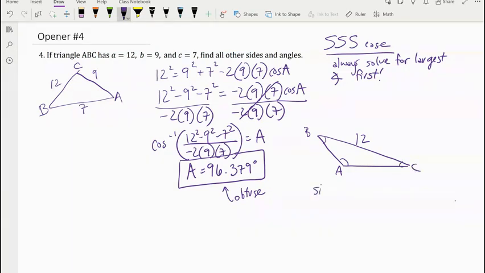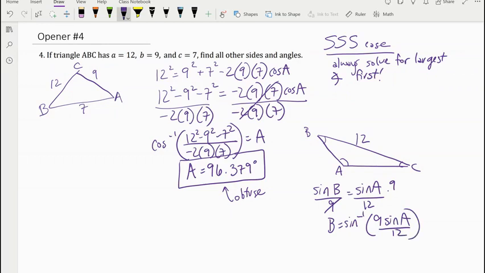So I can just do sine of B over 9 is equal to sine of A over 12. Okay, I'm going to multiply both sides by 9. Take sine inverse of 9 sine A over 12. Now notice that I'm leaving A in my calculator. So I'm not actually plugging in the number 96.38. I am plugging in 9 sine of second answer.